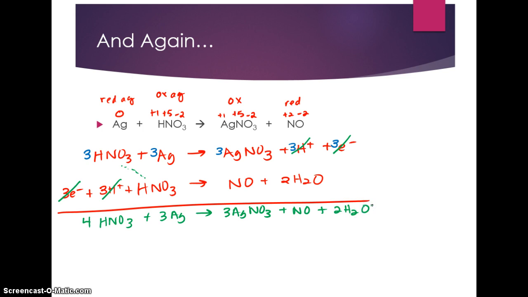Let's check our work to make sure we're right. I have 4 H's, I have 4 H's. I have 12 oxygens, I have 3 times 3 is 9, 10, and then 11, 12 oxygens. I have 4 nitrogens, and I have 3 times 1, plus another one, 4 nitrogens. I have 3 Ags, and I have 3 Ags. My charge is both neutral, and so it is balanced. And so the problem is complete.